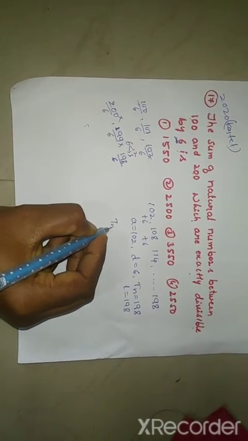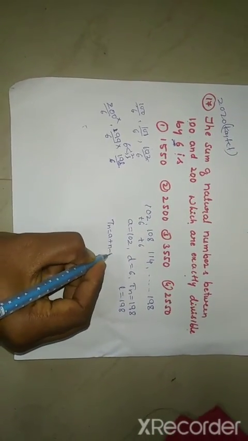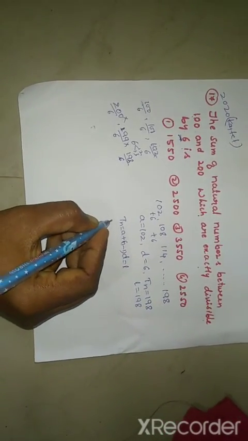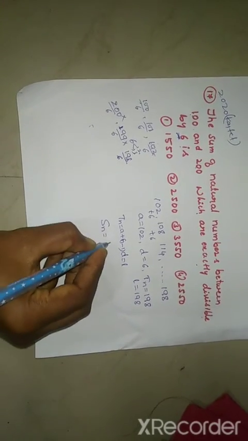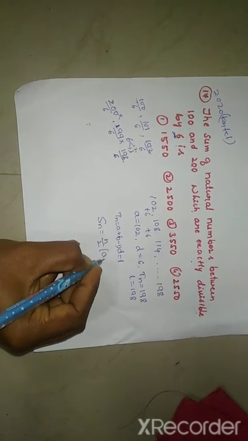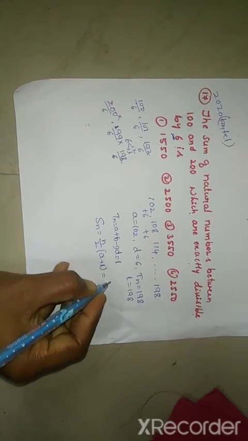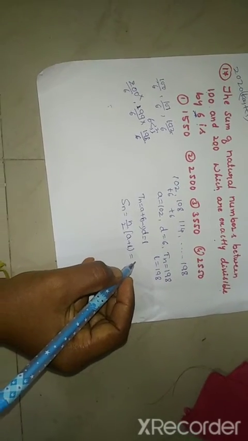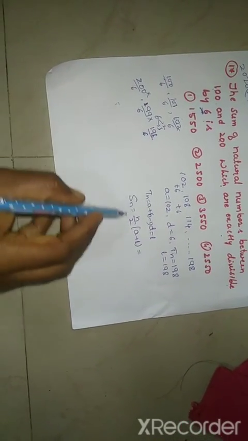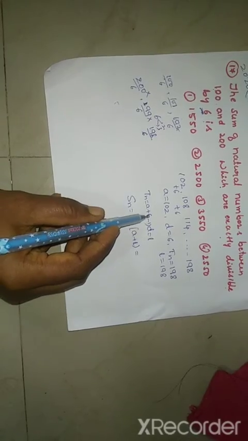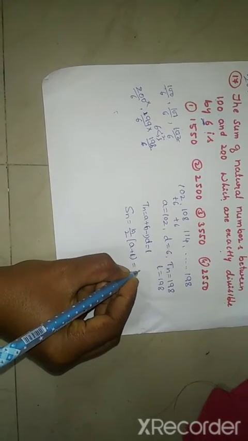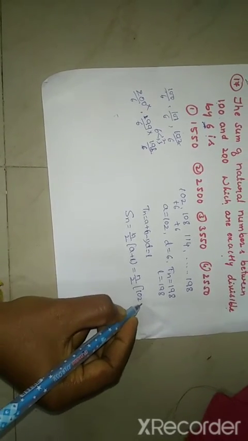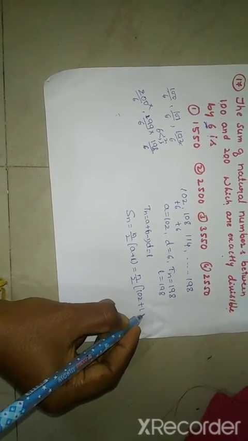So Tn is equals to a plus n minus 1 into d, that is equals to L. We already know the sum of n terms: Sn is equals to n by 2 times a plus L. We don't know the value of n, so we have to calculate the value of n from the equation. Value of a is 102. Value of L is 198.